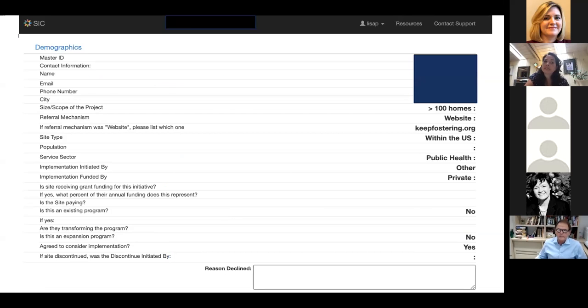One of the things that we do is we collect demographic data on the organization so that we're able to do analyses based off of things like size, funding type, who initiated the implementation, and what service sector they are working in.